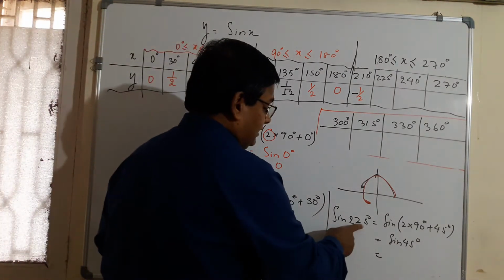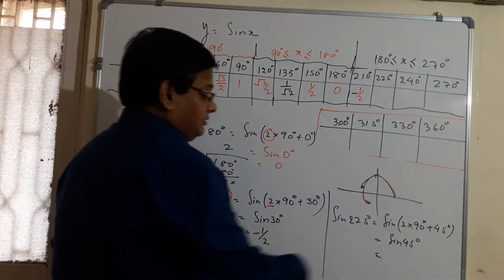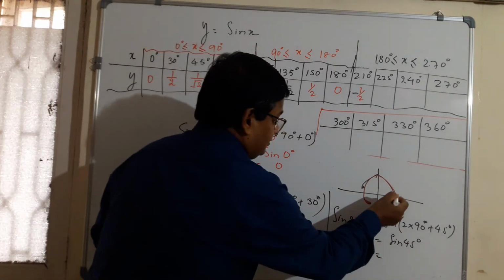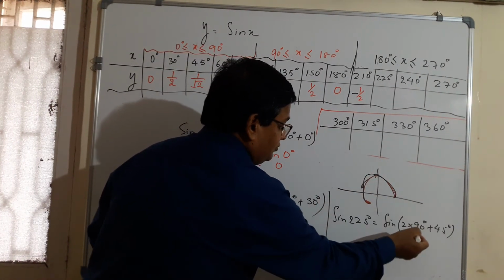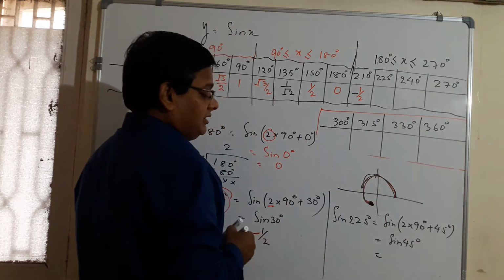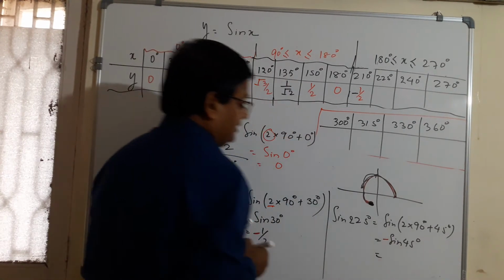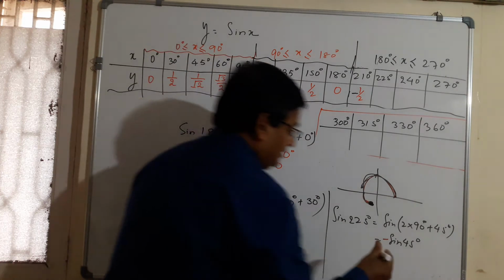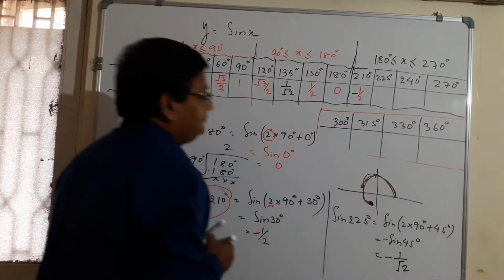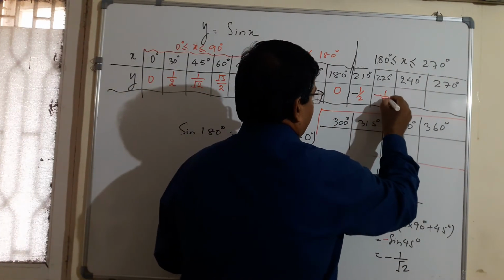Similarly, sine 225 degree is 2 into 90 plus 45, so no change, sine 45 degree. Now which quadrant does it lie in? 2 times 90 plus 45 lies in the third quadrant. In the third quadrant sine is negative, so there will be a negative sign. Sine 45 degree is 1 by root 2, so it becomes minus 1 by root 2.